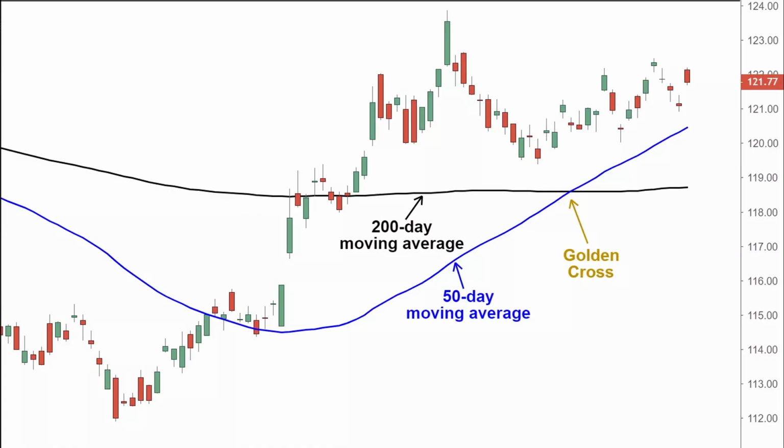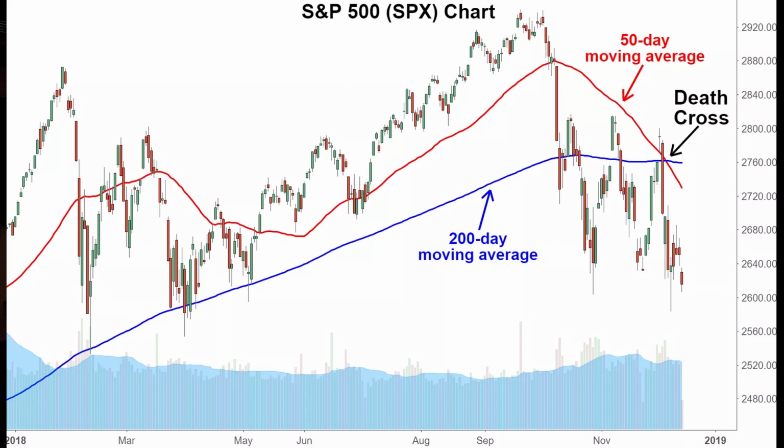There are some trading strategies revolving around short-term averages crossing over long-term averages. When a short-term average crosses above a long-term average like this, it's called a golden cross and could indicate the trend is shifting upwards. On the other hand, you get what is called a death cross if a short-term average crosses below a long-term average like this.